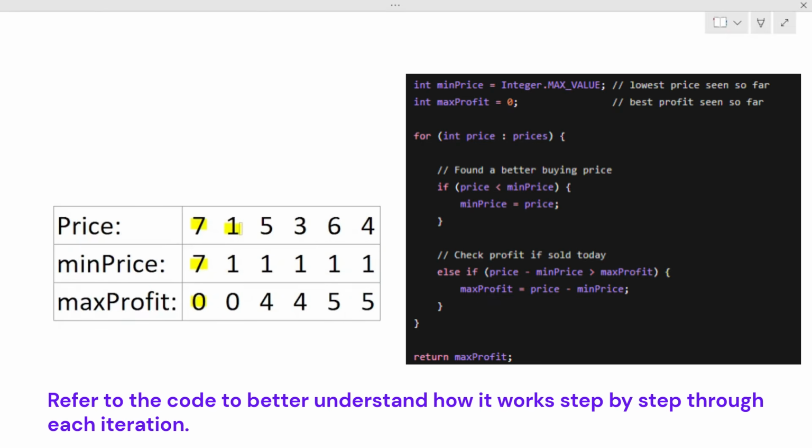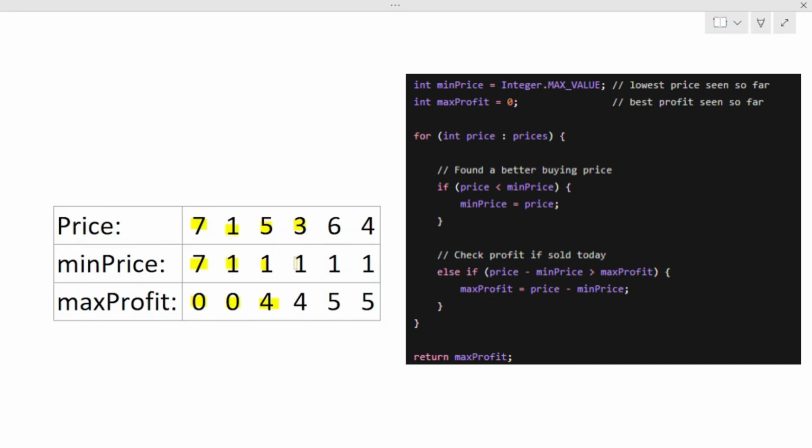Now taking the second value, my min price would go down to 1 and the max profit would remain 0. On the third iteration, my current value would become 5. Min price will not get updated because 5 is greater than 1. So the min price updation condition would become false. Now we'll be updating our max profit, which is the current price minus the min price. I'll get a profit of 4. Again, the fourth iteration, I'm getting 3. This condition is not satisfied because 3 is greater than 1. 3 minus 1 equals 2. So the max profit value would remain as it is.